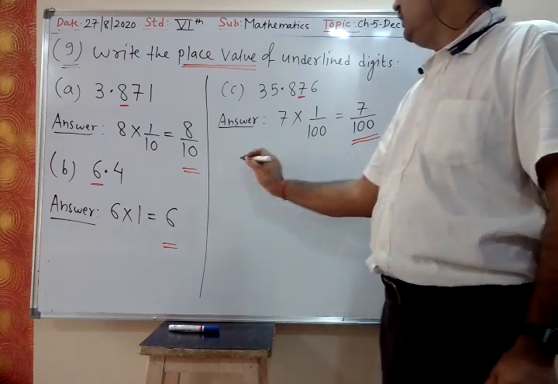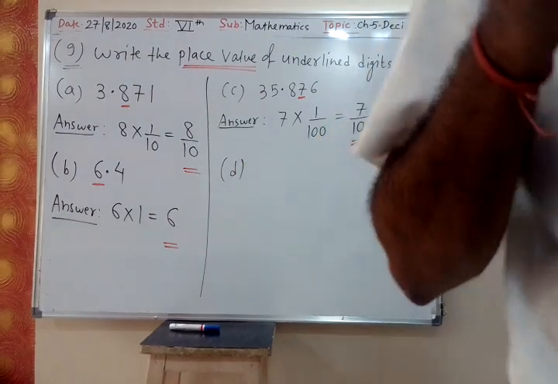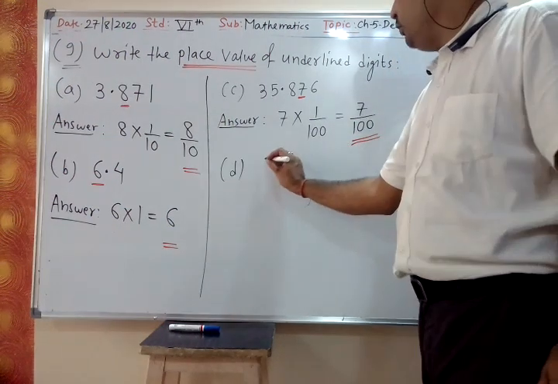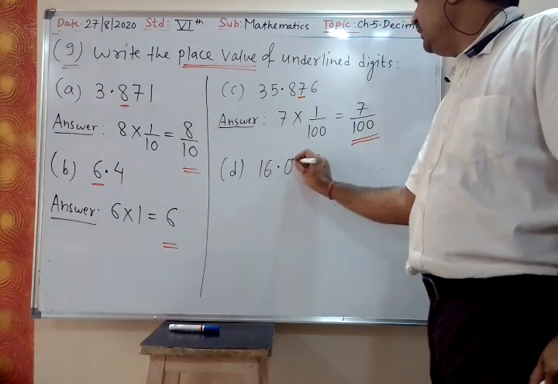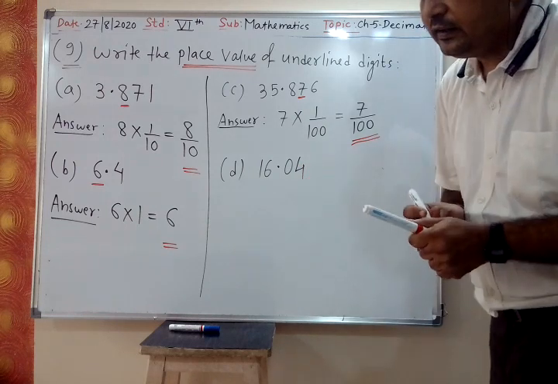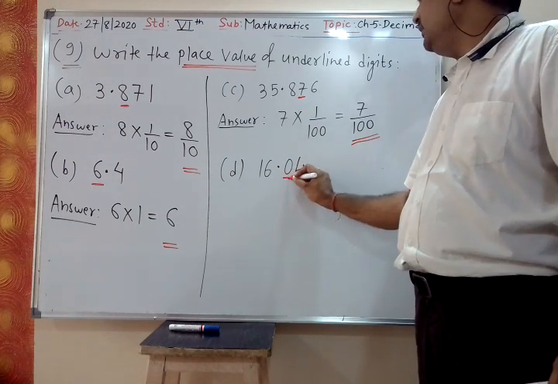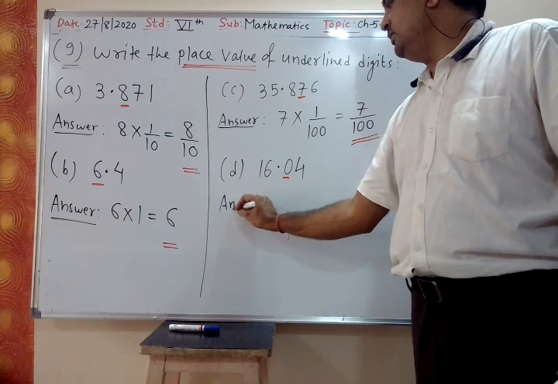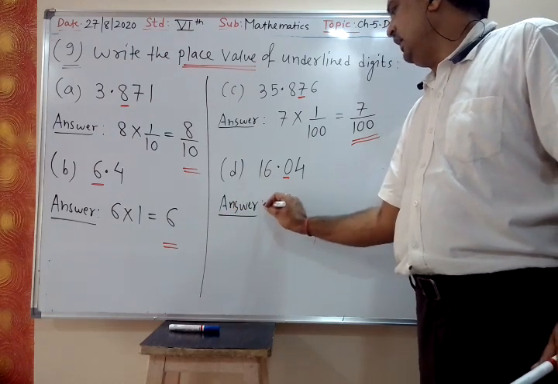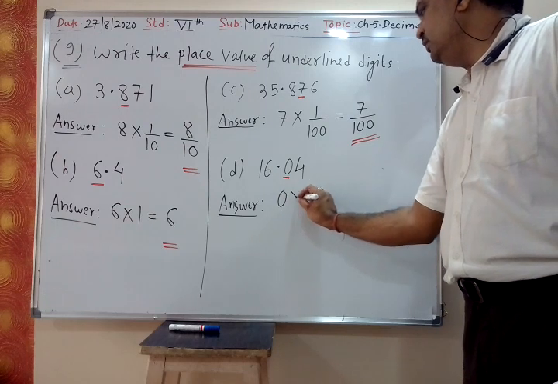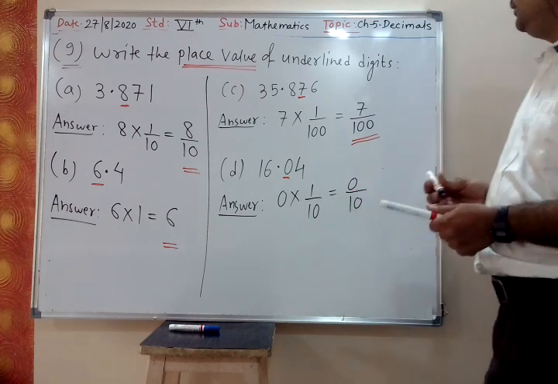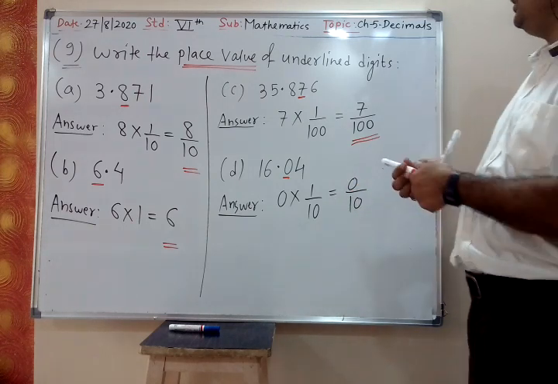D, 16.04. Now it is very much clear, right? In 16.04, the underlined digit is 0. So what is the position of 0? Tell me. At tenths place. So what will you write? 0 into 1 upon 10, which I will write as 0 upon 10. The answer is 0 upon 10.